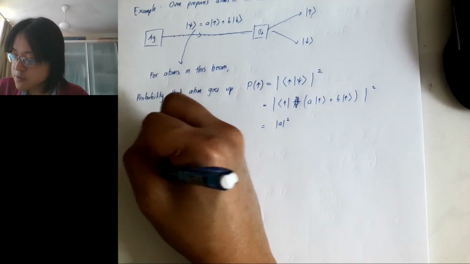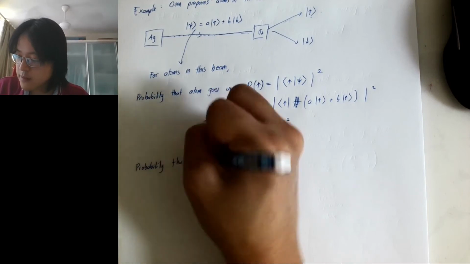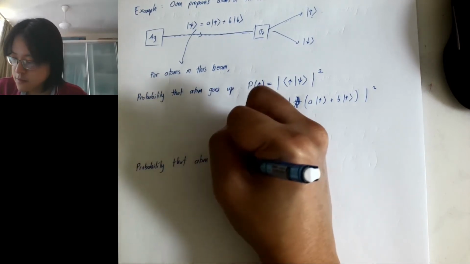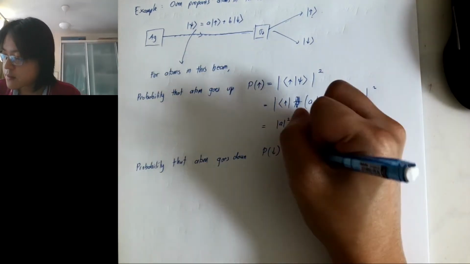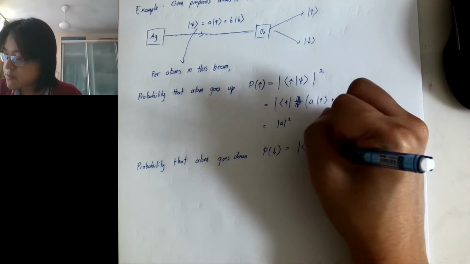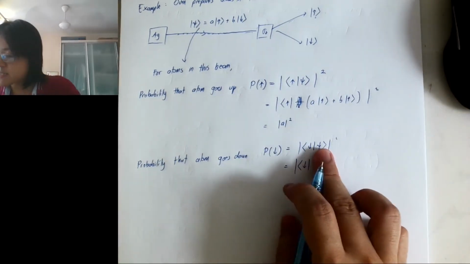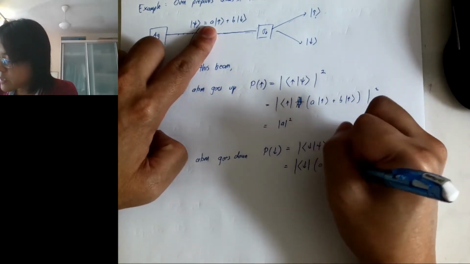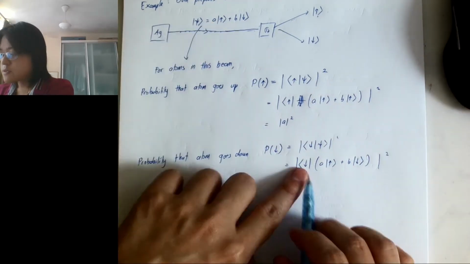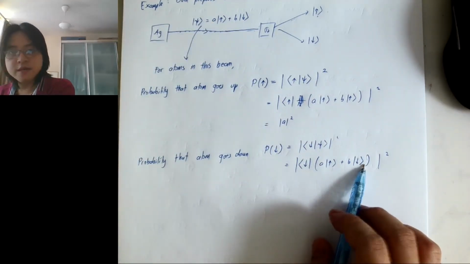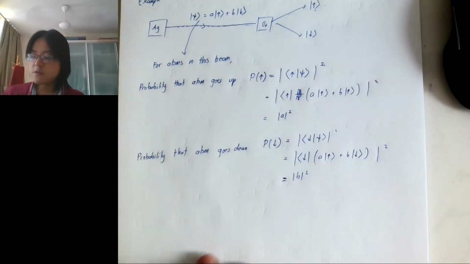Okay, so the same story: the probability that the atom goes down is P going down, so you do this calculation. What does doing this calculation mean? Well, my state is A up plus B down, so this times this is 0, this times this gets 1, so I just get B modulus square. So this is my probability.